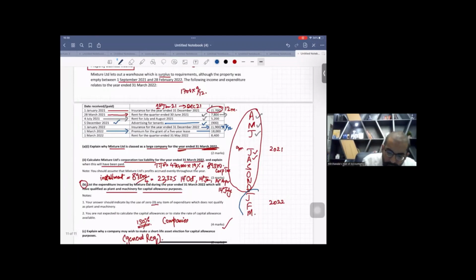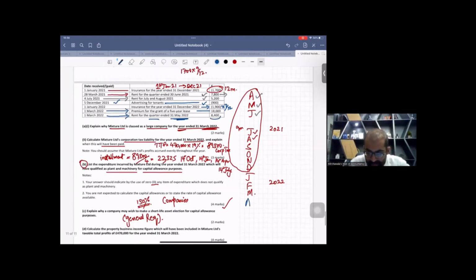Last, on 1st March 22. Now listen, students, this is a technical issue. Rent for the quarter ended 31st May, and quarter means 3 months. Listen, March, April and May. For these 3 months, the rent is 8,400.